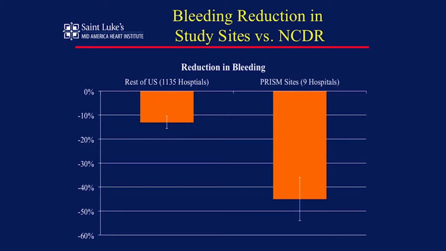In a fully adjusted model, we found that there was a 44% reduction in the risk of bleeding at our 9 centers. Across the rest of the country, there was a 13% reduction in bleeding, which was about a third of what we observed in our 9 centers.